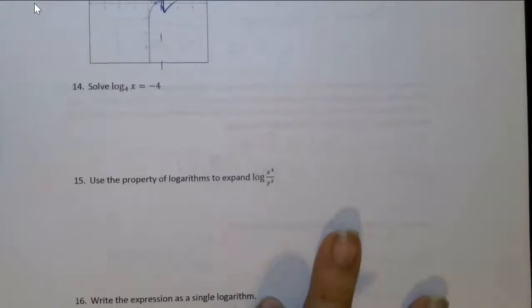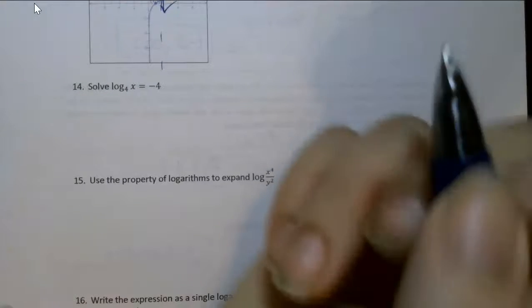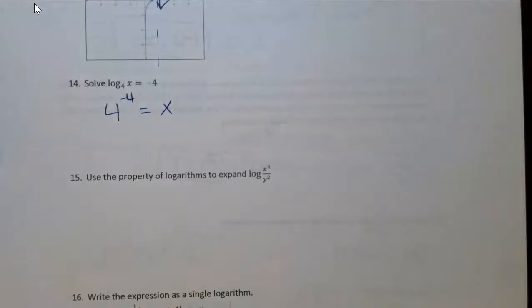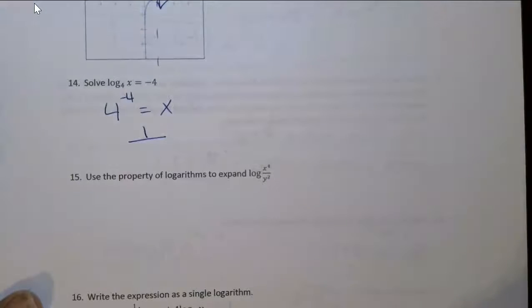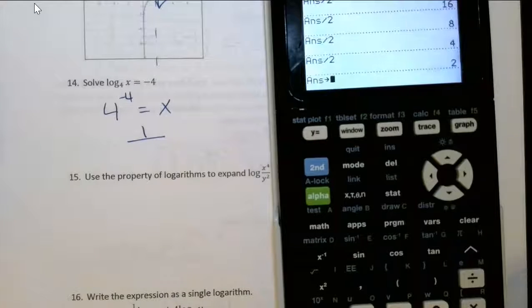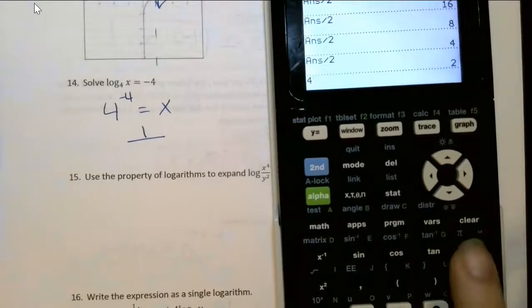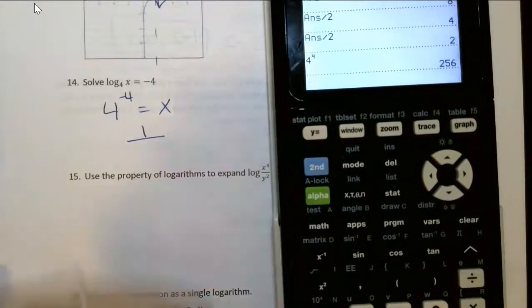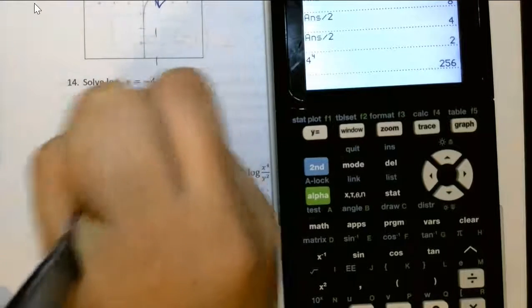Okay. Number 14 wants me to solve. I'm going to use the turning back into an exponential. So I have 4 to the -4 power equals x. And then I just need to solve that. I have 1 over, and then I can do 4 to the 4th power on my calculator, which gives me 256.